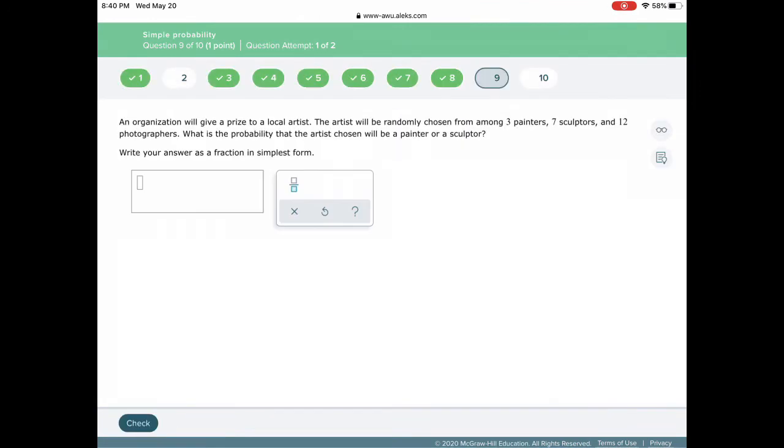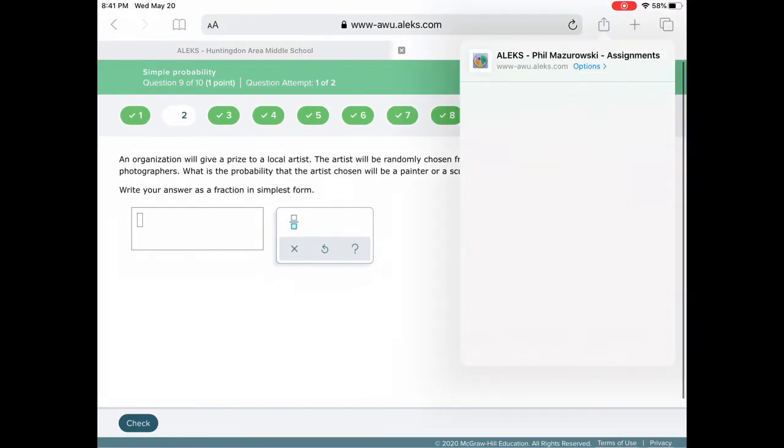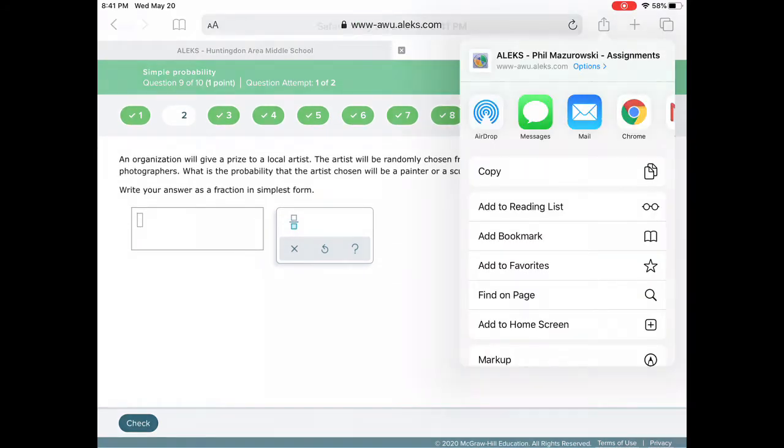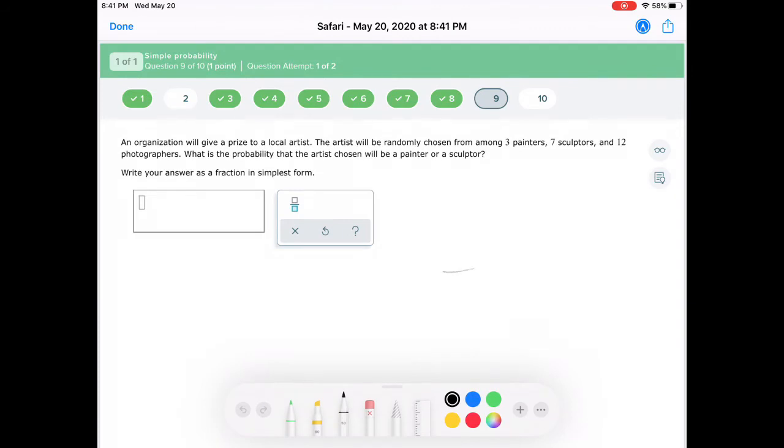A couple more here. An organization will give a prize to a local artist. That artist will be randomly chosen from among 3 painters, 7 sculptors, and 12 photographers. So once again, we're looking at the total number of outcomes here. We have 3 painters, 7 sculptors, and 12 photographers. So altogether, that is 22 different artists.